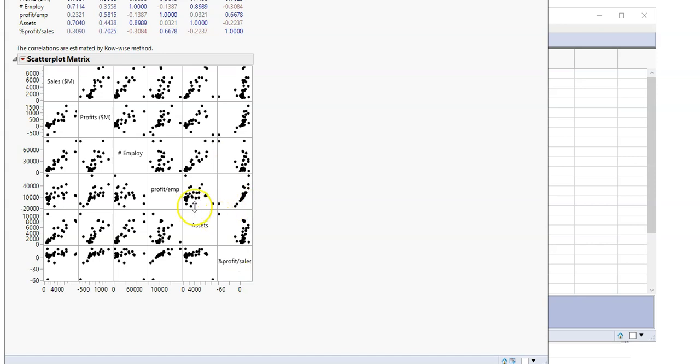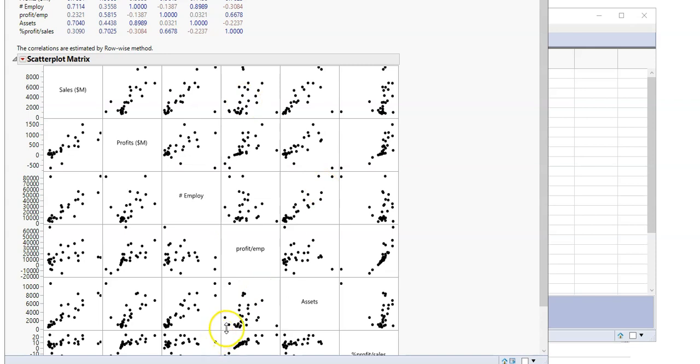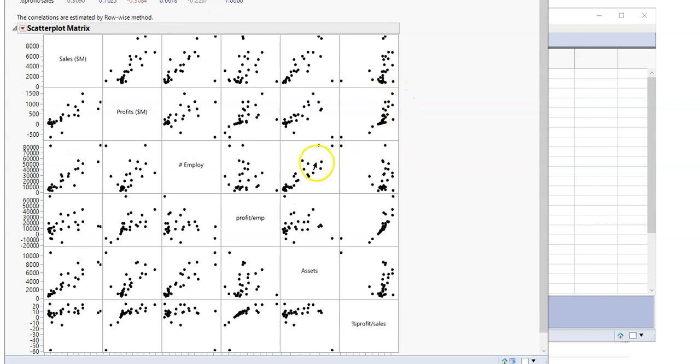If you have enough space on your screen, you can make this bigger, as big as you want, to see all of them clearly. Two by two, for example, the scatter plot in this cell represents sales and profit. This is also for sales and profit. You can see that they are the same, but just opposite: profit to sales, sales to profit.